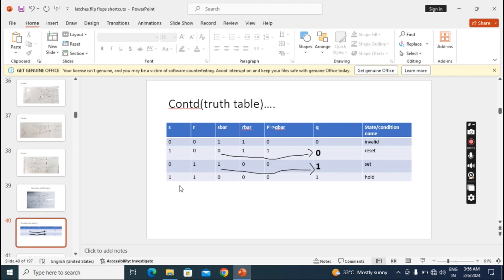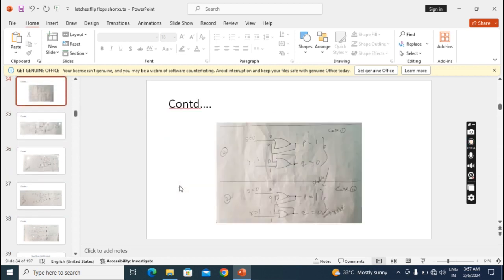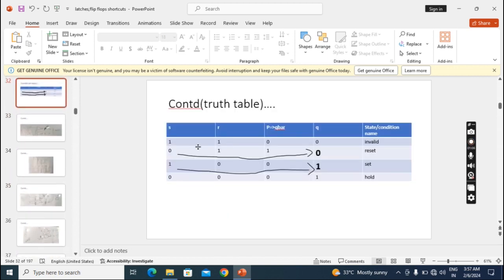Now we'll see working of a truth table. I just took the truth table of the normal SR NOR latch, non-gated. Okay, so this is the truth table. I already uploaded this lecture. You can go through it. After watching that lecture, then you have to see this lecture, only then can you understand.